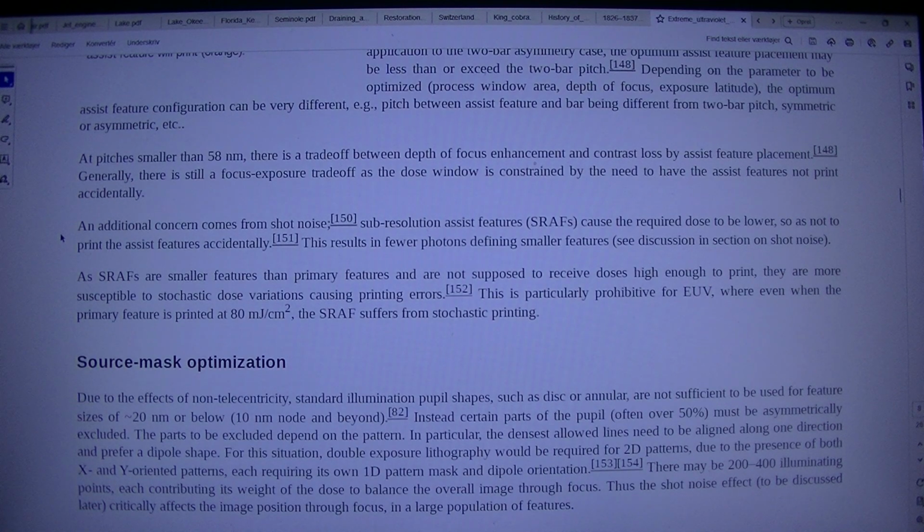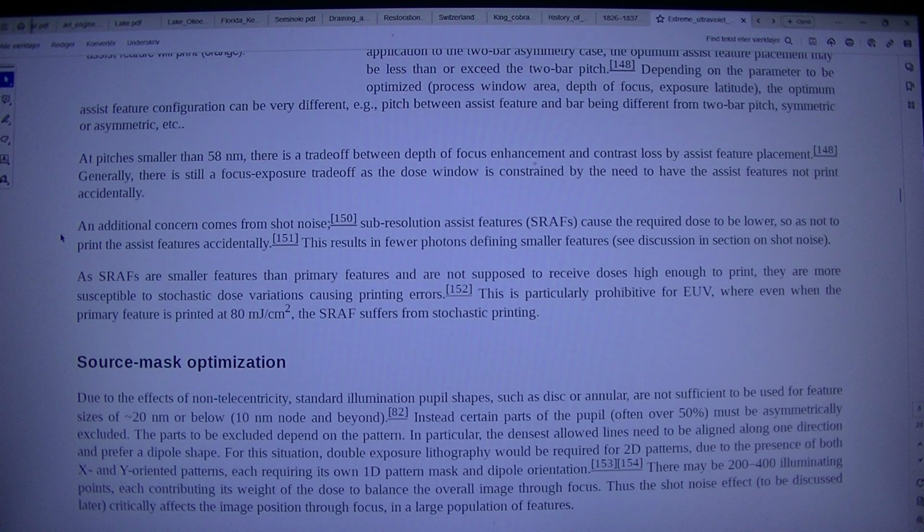An additional concern comes from shot noise. Sub-resolution assist features, SRAFs, cause the required dose to be lower, so as not to print the assist features accidentally. This results in fewer photons defining smaller features, see discussion in the section on shot noise. As SRAFs are smaller features than primary features and are not supposed to receive doses high enough to print, they are more susceptible to stochastic dose variations causing printing errors.